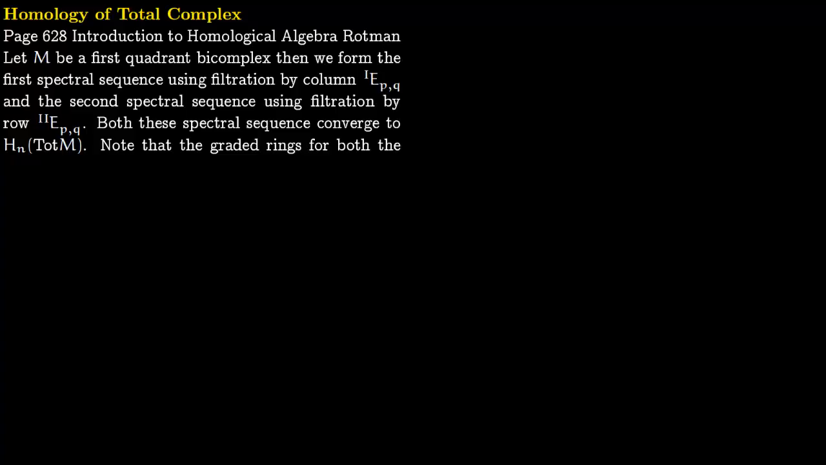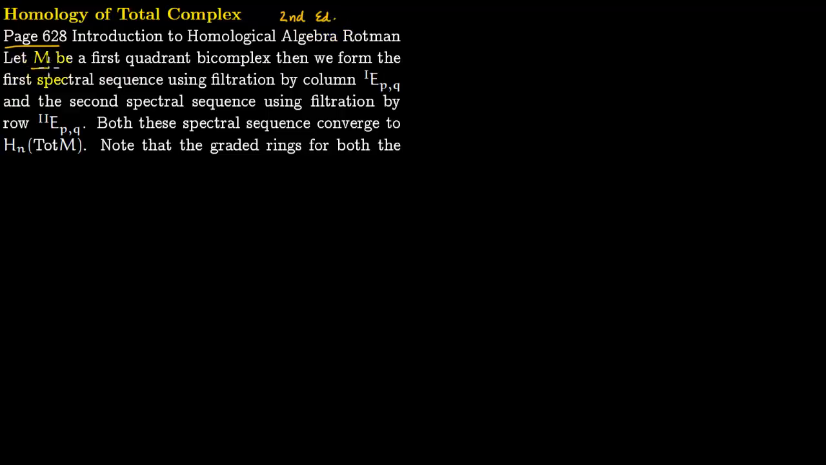In this lecture we talk about homology of the total complex. I will just talk about the general idea and the overall picture. The details and the proofs can be found on page 628 of this book, Introduction to Homological Algebra by Joseph Rotman, and I'm using the second edition.